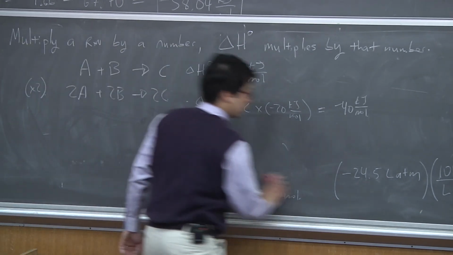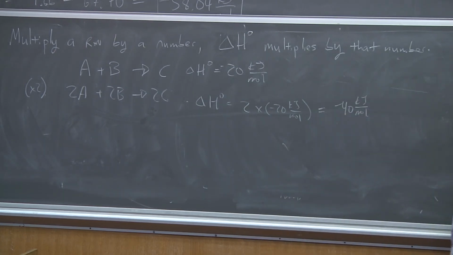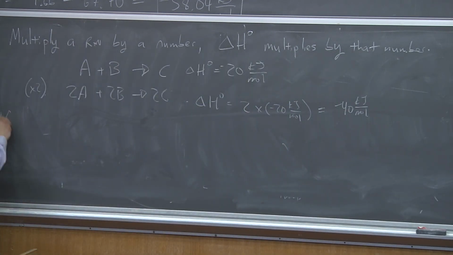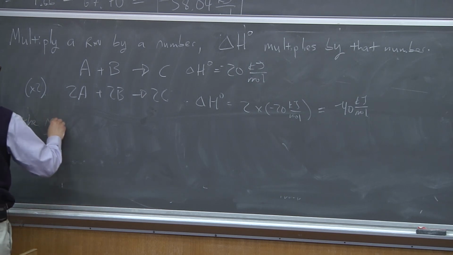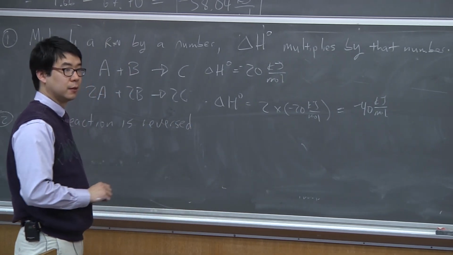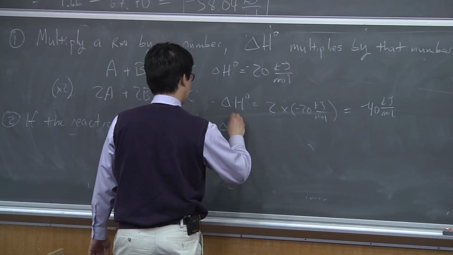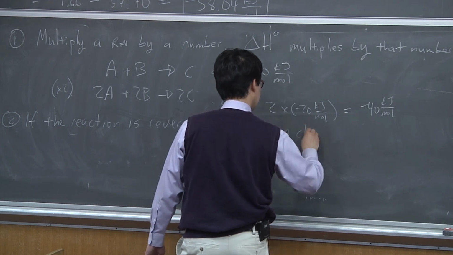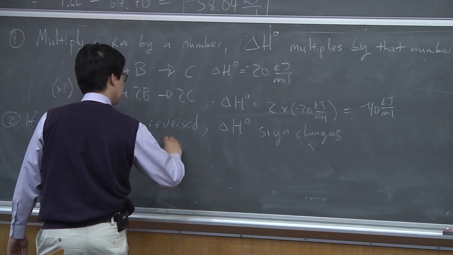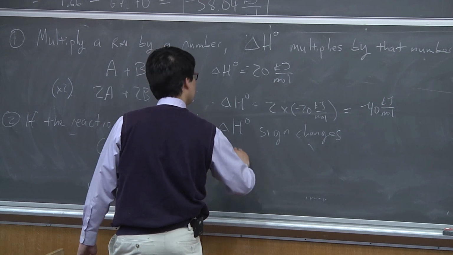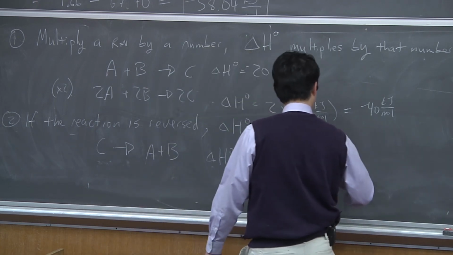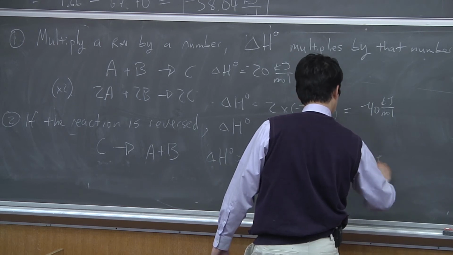The second rule says if the reaction is reversed, what happens to the delta H? The sign changes. Delta H naught sign changes. So if I go backwards from C gives me A plus B, delta H naught equals negative of negative 20, equals positive 20 kilojoules per mole.